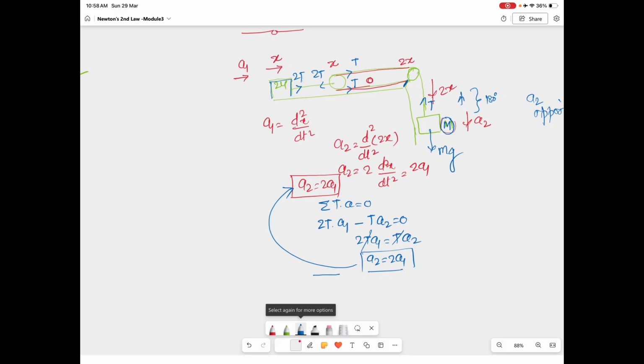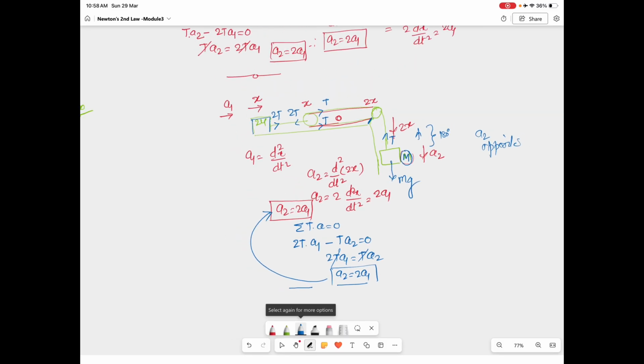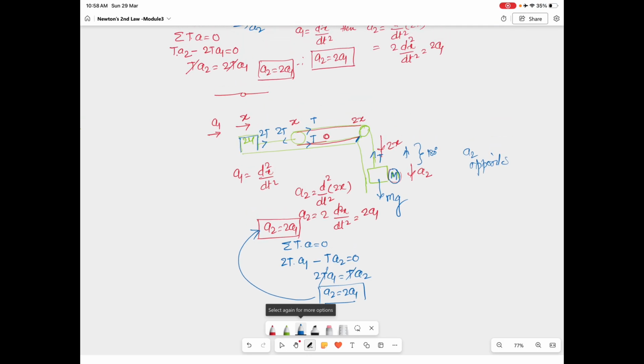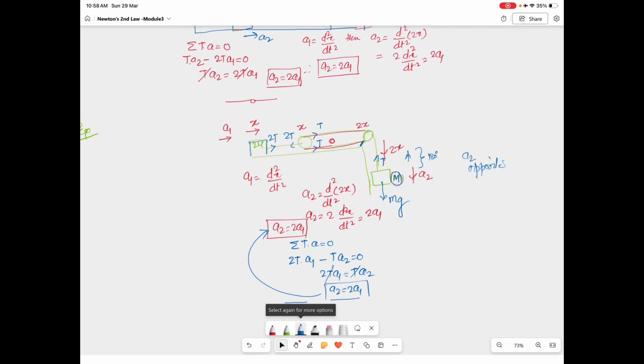So either concept can be used to solve the problem. Once you get this, you can apply Newton's second law to both the bodies and solve for tension, A1 and A2. This is how the problems are solved. Hope you would have understood.